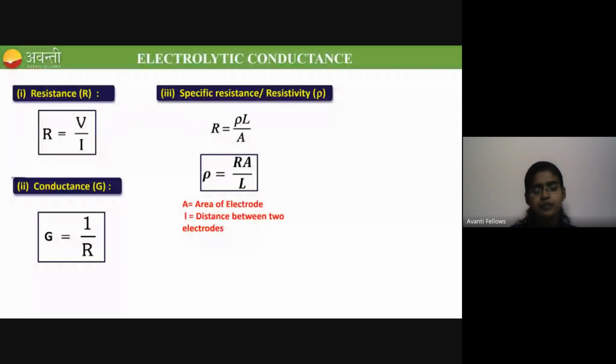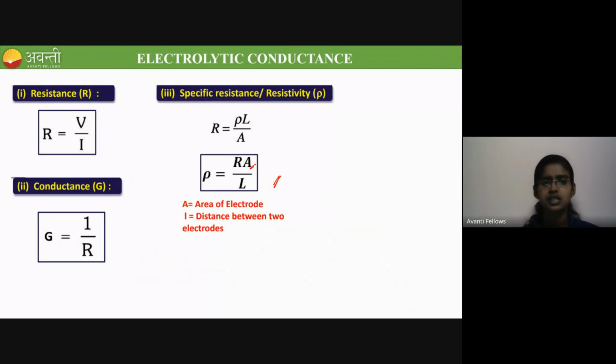And coming to specific resistance, otherwise called resistivity. We know that R is equal to rho L by A. So rho, that is resistivity, is equal to RA by L. You have to learn this formula, where A is the area of the electrode and L is the distance between the two electrodes in the electrolytic cell. This is the specific resistance formula.